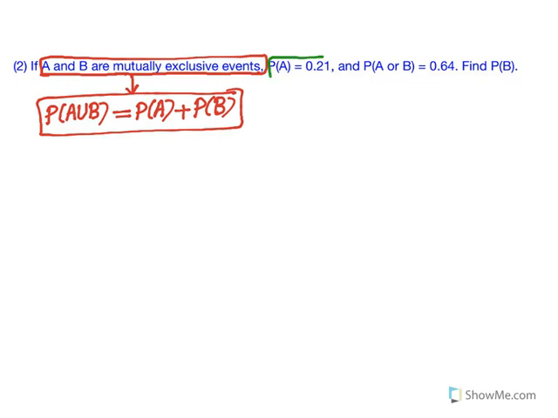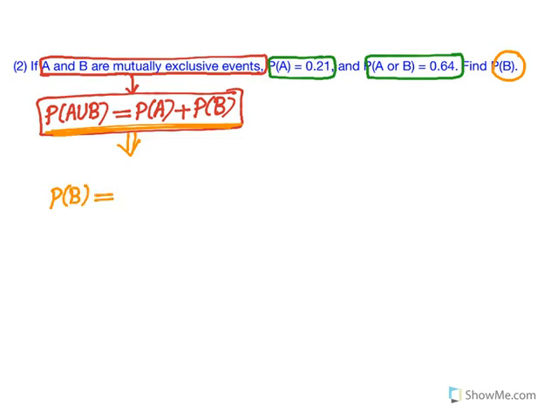We are given the probability of A is 0.21, the probability of A or B is 0.64, and we need to find the probability of B. So if you look at this rule, since we already know that they're mutually exclusive, you can conclude from this rule that if you want to find the probability of B, you can just take this probability of A to the other side, and so it will become negative.